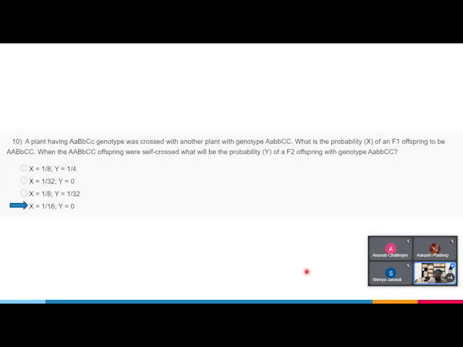So the answer to our last question: what is the probability of an F1 offspring with genotype capital A, capital B small b, capital C, that is 1 by 16, and after the self cross, the probability of the genotype capital A small b, capital C, that is 0. So that was how to use probability to solve multihybrid problems. Any questions regarding this? Anyone wants to ask anything?